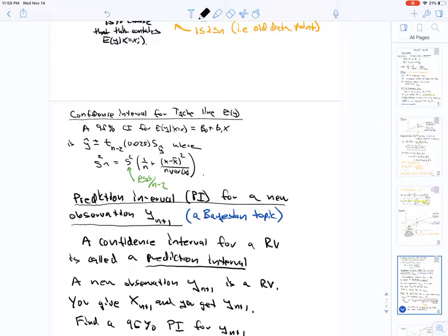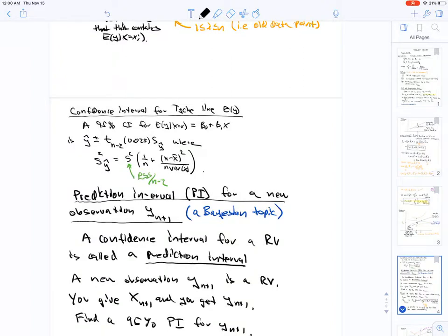So more formally, the confidence interval for the Tyche line is as shown here. We have y hat plus or minus t n minus 2 alpha over 2 times the standard error for y hat, where the standard error for y hat here is as shown. It's what we just derived.